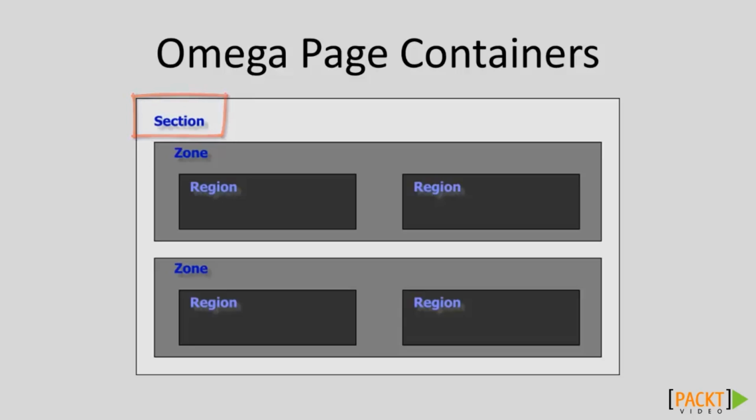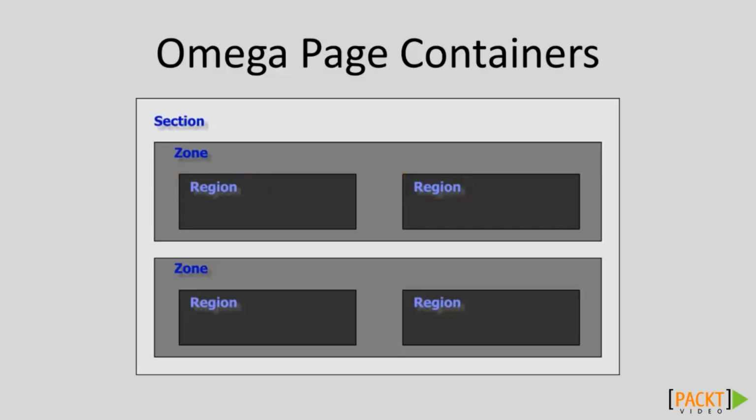That is your header, your footer, and of course your content area. So that's where the names for the three sections come from. But within each section, you can have a zone. And the zone, of course, can be moved from one section to another. And within each zone, you can have a region. That is where, of course, the blocks are supposed to go.